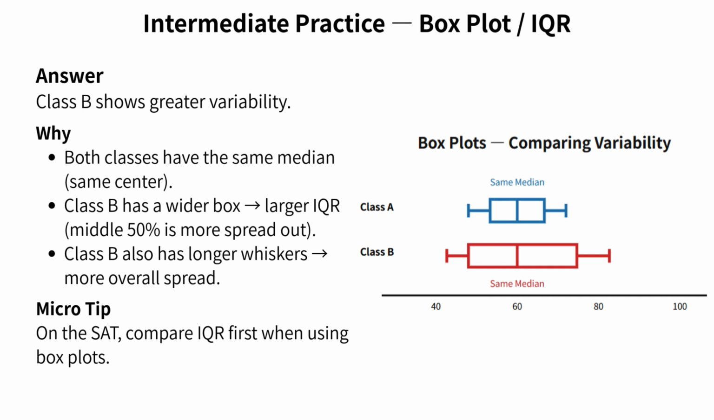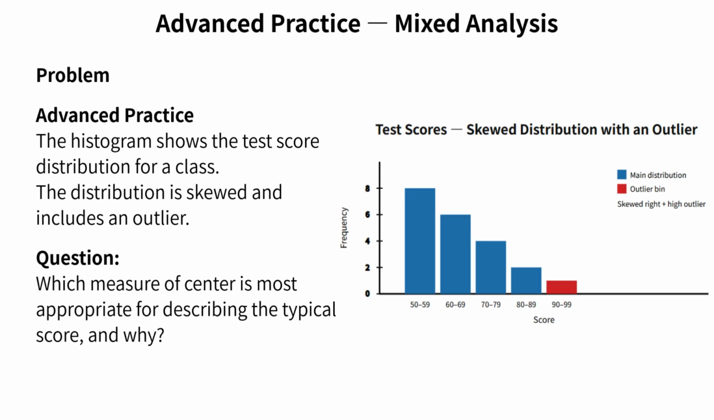On the SAT, remember this key strategy. When comparing box plots, focus on the IQR and overall spread first, not the median and not formulas. Now let's move on to an advanced SAT practice problem. At this level, you are expected to choose the most appropriate measure of center, not just identify one by formula. Notice that the distribution is skewed and includes a clear outlier on the right. Take a moment to analyze how this affects the mean and the median, and decide which measure best represents the typical score, and why.